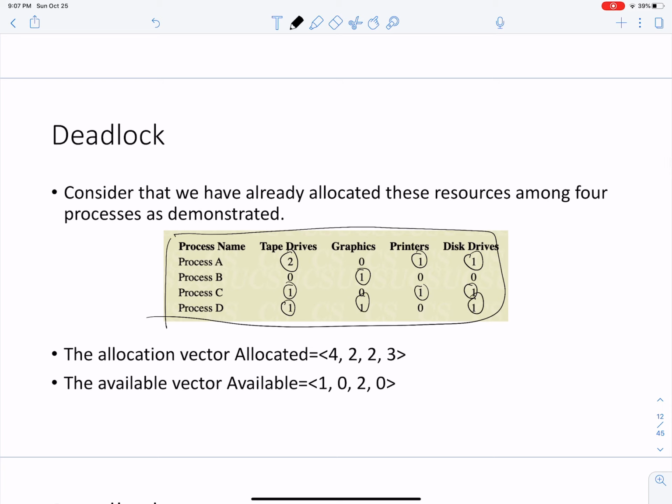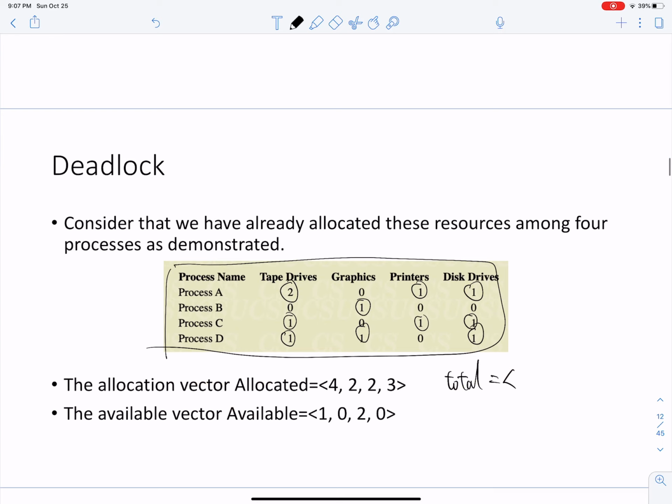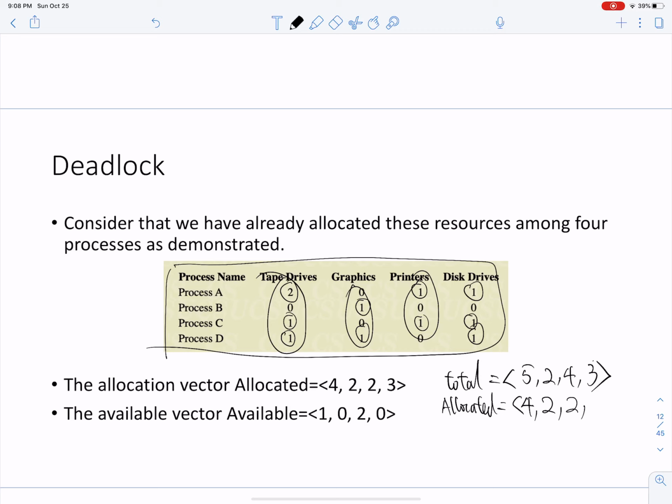Remember that our total vector is 5, 2, 4, 3. And here we can get another vector called allocated. Allocated meaning how many instances of each type of resource have we allocated. For tape drives we just sum up over this column, so we already allocated 4 instances of them. For graphic card we already allocated 2. For printers we already allocated 2. For disk drive we already allocated 3.